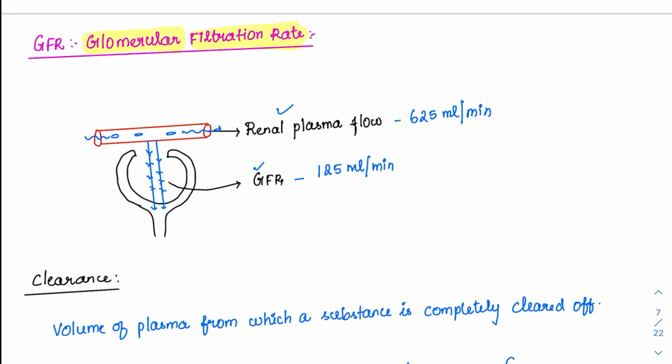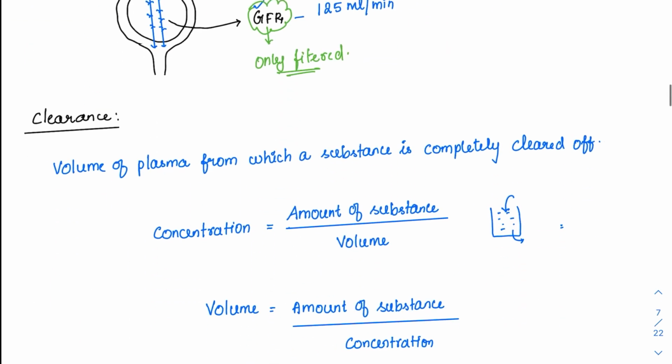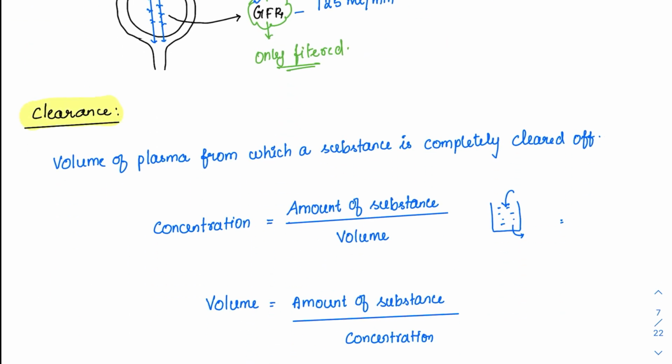So, if I want to measure the GFR, I should choose a substance which is only filtered. There should not be any reabsorption or secretion. If it is reabsorbed or secreted, then only filtration cannot be measured. So, with the help of any substance which is only filtered, I can measure the GFR. Depending upon the property of a substance, we introduce a term called clearance. With the help of clearance of different substances, we can calculate GFR, renal plasma flow, everything.